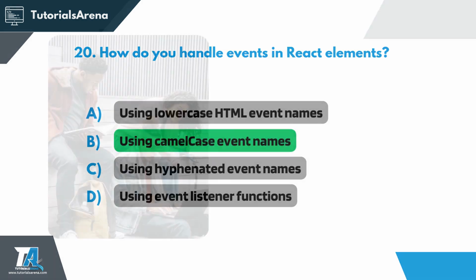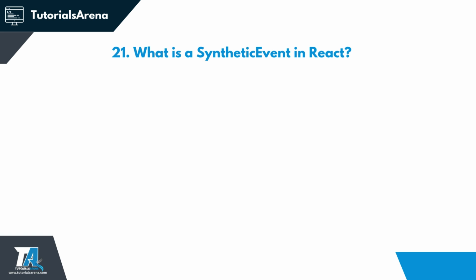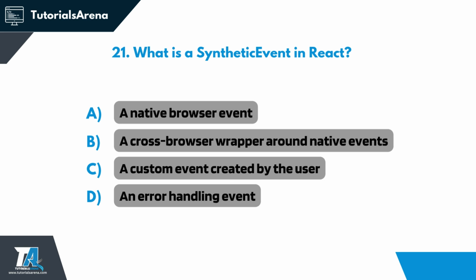Moving on to the next question. Question 21. What is a synthetic event in React? The options are option A, a native browser event. Option B, a cross-browser wrapper around native events. Option C, a custom event created by the user. Option D, an error handling event. The correct answer is option B, a cross-browser wrapper around native events.